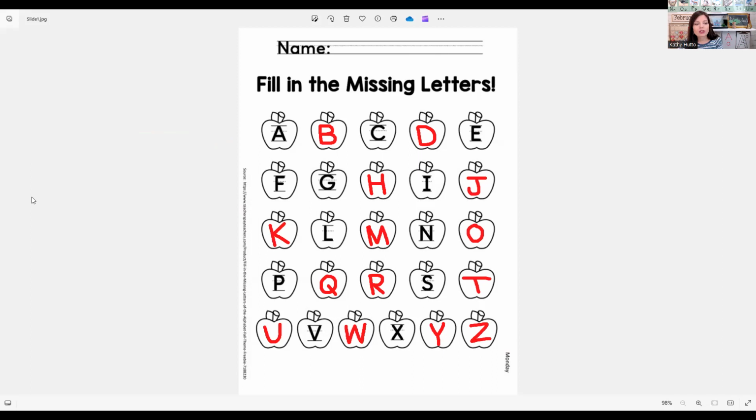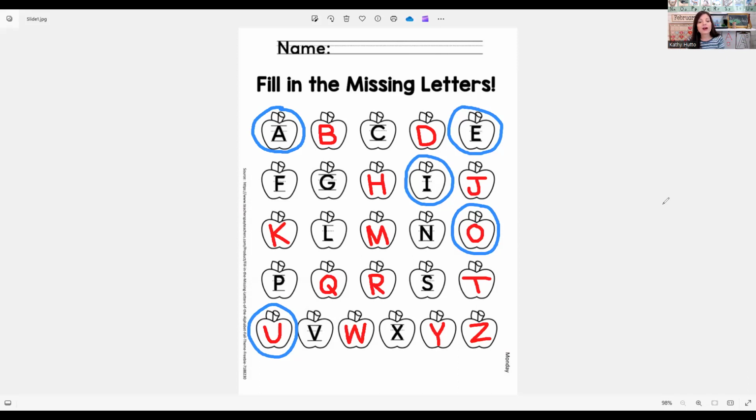There's one more thing I want you to do on this page. I want you to circle all the vowels. The vowels are A, E, I, O, U. These are the vowels. So why did we only circle 5 letters?